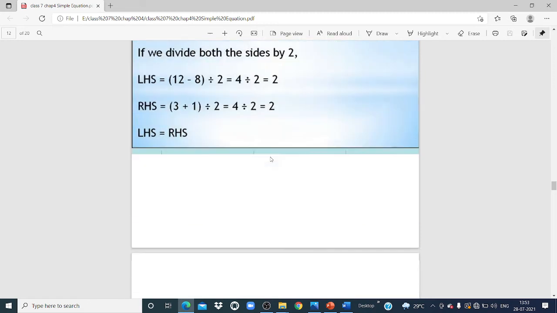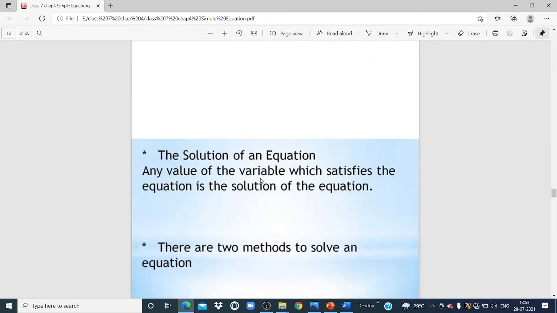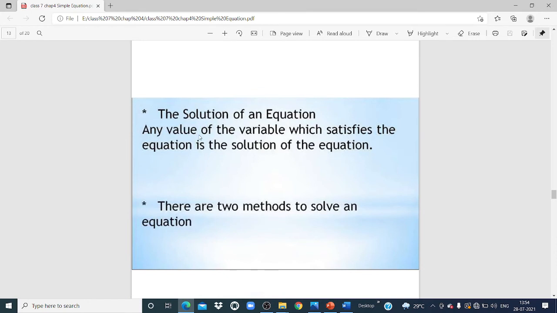Clear with this? Yes? Now, the solution of the equation. The next point is: any value of the variable which satisfies the equation is the solution of the equation. From exercise number 4.2, they have given the example. So, what is the solution of the given equation? Any value of the variable which satisfies the equation, then this is your solution of the equation. We will solve this. After that you will get an idea.